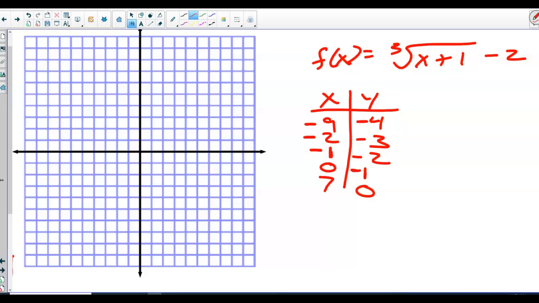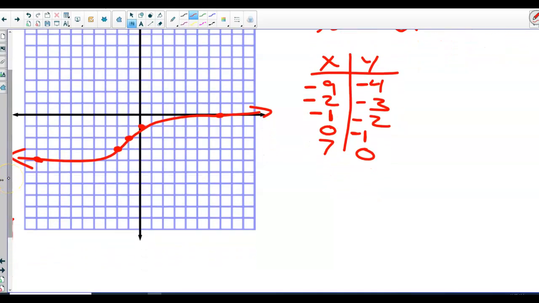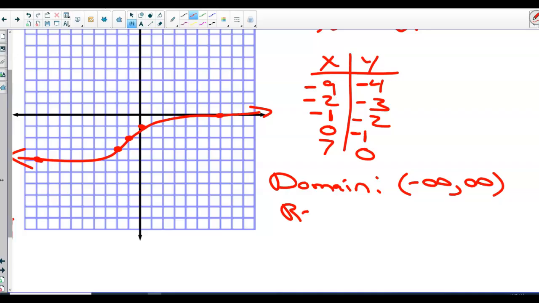Negative 9, negative 4. Negative 2, negative 3. Negative 1, negative 2. 0, negative 1. 7, 0. This is the shape of a cube root. The domain and range of a cube root is pretty easy. It's always going to be, in our case here, negative infinity to infinity, and the range will also be negative infinity to infinity because the cube root can be negative.